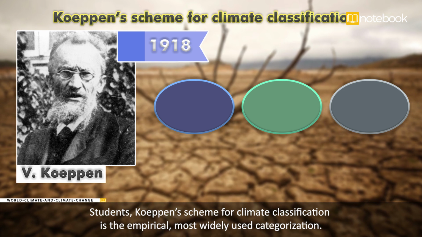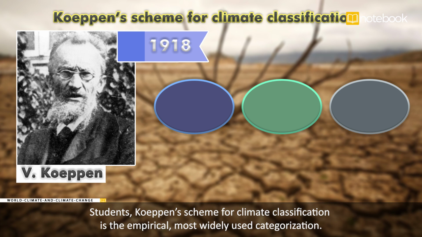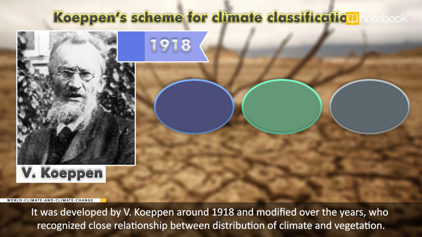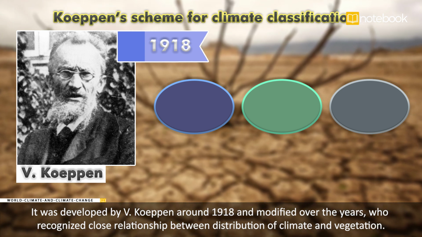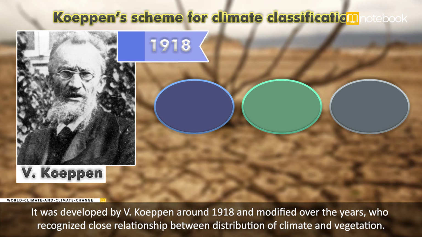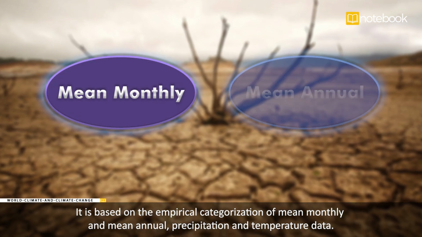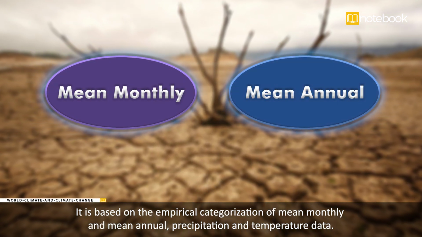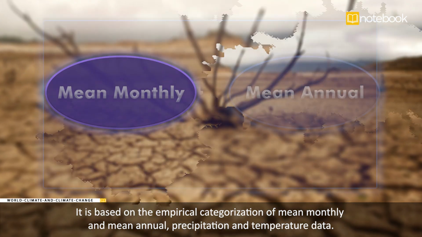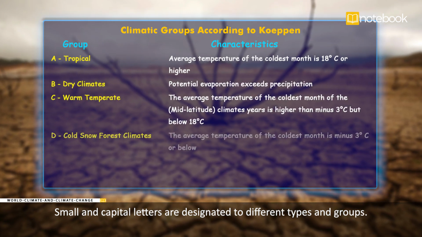Students, Köppen's scheme for climate classification is the empirical, most widely used categorization. It was developed by V. Köppen around 1918 and modified over the years, who recognized the close relationship between distribution of climate and vegetation. It is based on the empirical categorization of mean monthly and mean annual precipitation and temperature data. Small and capital letters are designated to different types and groups.